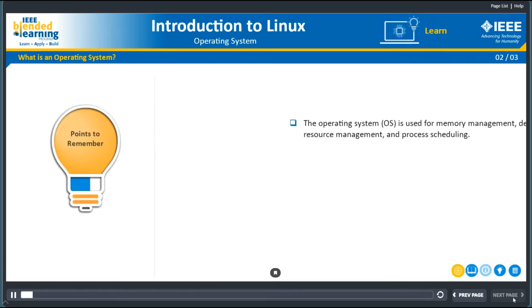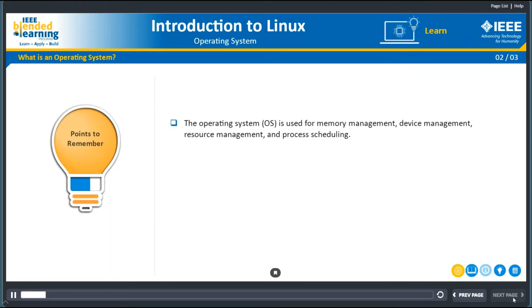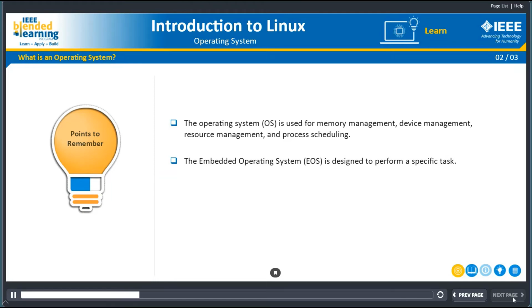Points to remember. The operating system, or OS, is used for memory management, device management, resource management, and process scheduling. The Embedded Operating System, or EOS, is designed to perform a specific task. The kernel is the core part of an operating system. The compiler converts high-level language of the source file to low-level language so that the hardware it runs on can execute the code.